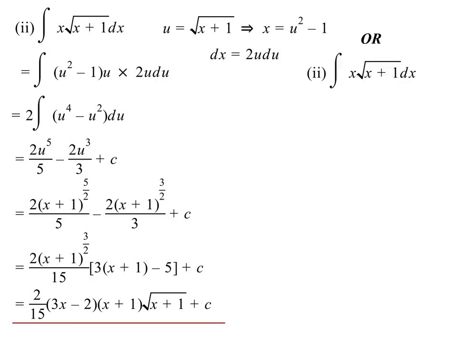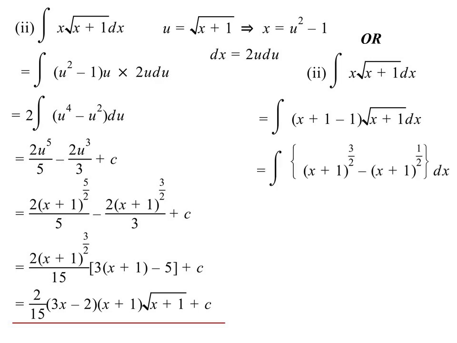How about this? I could have done algebraic manipulation. I want to create x plus 1, or a multiple of it or its derivative, out the front. So if I rewrite that x as x plus 1 minus 1, then break it up into two things, there is our x plus 1 to the 3 on 2 minus x plus 1 to the half. Add 1 to the power over the power, and we get our same answer.